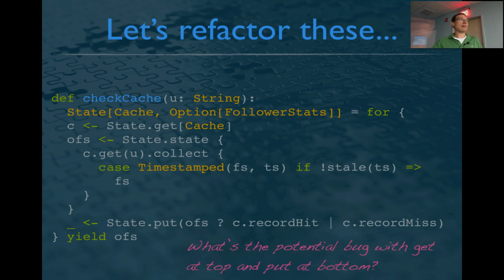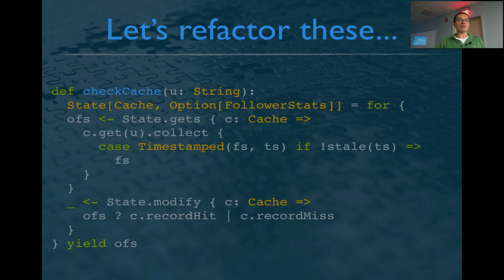So a put puts a value. It says replace state with this new S. And a modify is just like a put, but it says compute the new value by running a function on the old S. So here we're saying modify the old cache and return a new cache. So effectively, a modify is really just a get followed by a put with a function applied to the state.